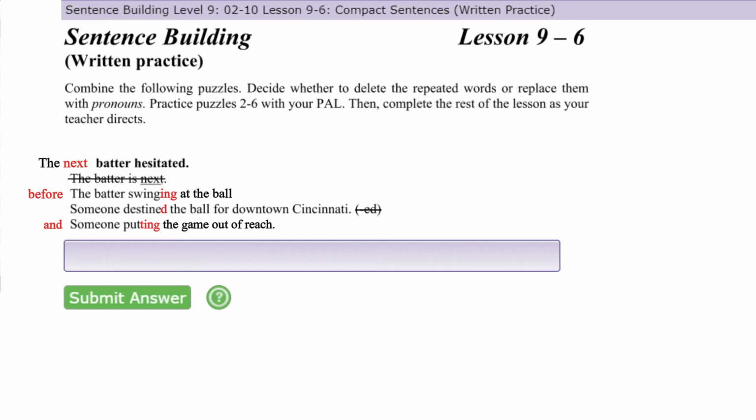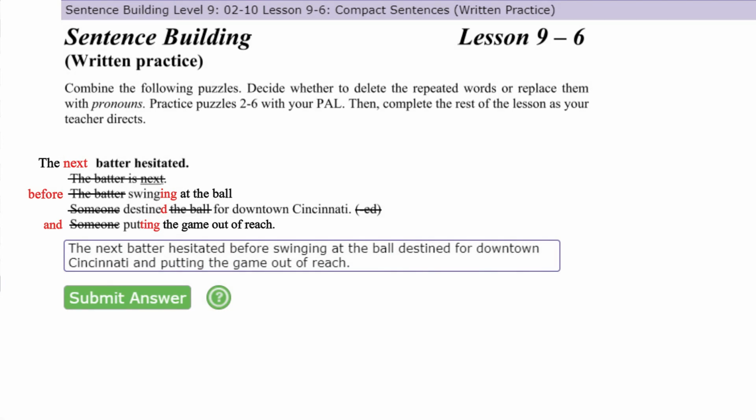Finally, we delete any repeated words or vague words that add no details to the sentence. In this puzzle, we delete the batter from the second signal sentence and the ball from the third signal sentence. We also delete the word someone in the third and fourth signal sentences. Let's read the final combined sentence.